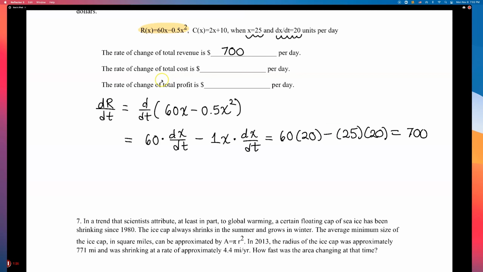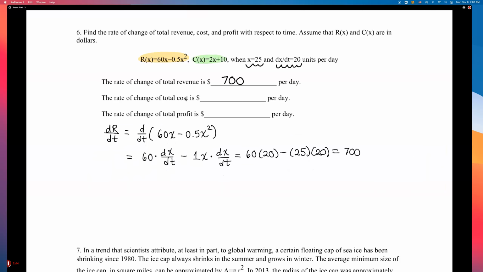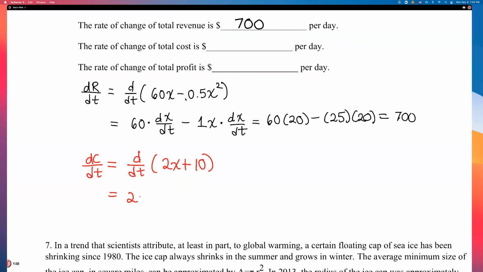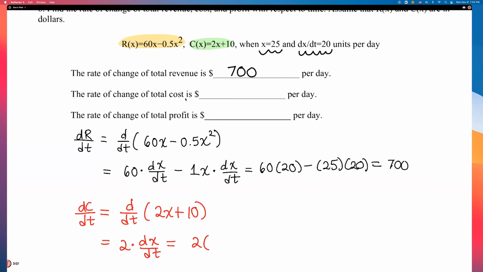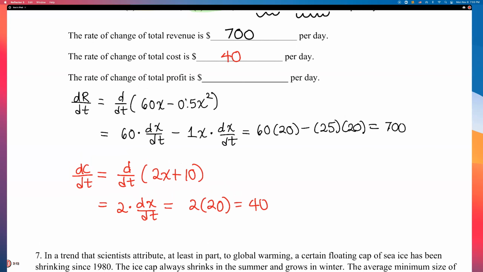Let's find the rate of change of total cost. So working with this other function, I'll circle this in green. I'm trying to find dC/dt, and that's going to be the derivative of 2x plus 10 with respect to t. And that is going to be 2 times dx/dt, plus 10 will just give us 0. So this will be 2 times 20, since they said dx/dt was 20. So 2 times 20 comes out to be simply 40. So the rate of change of total cost is $40 per day.